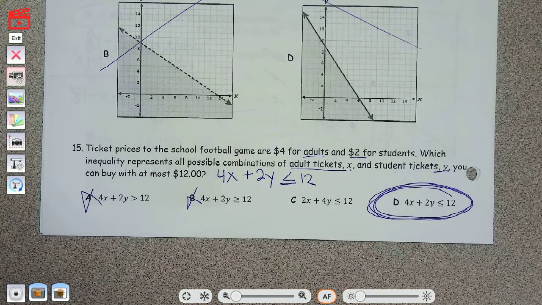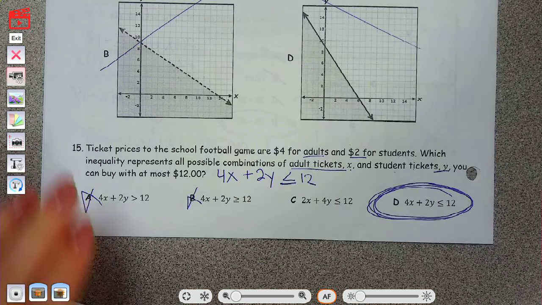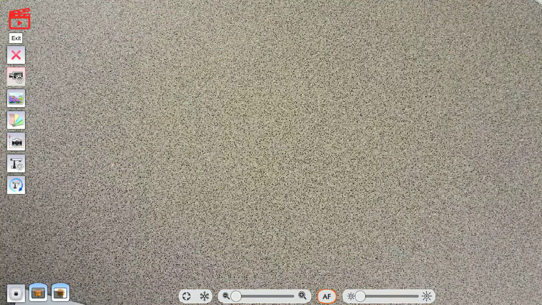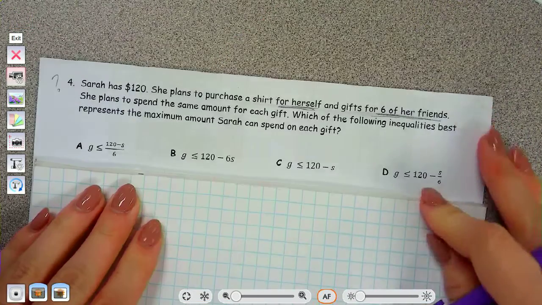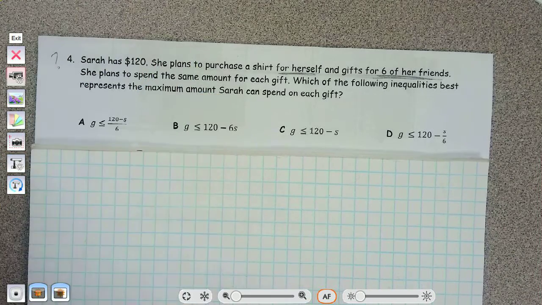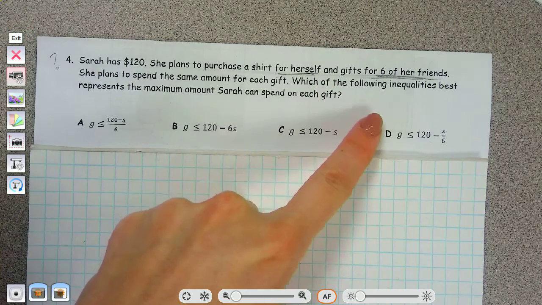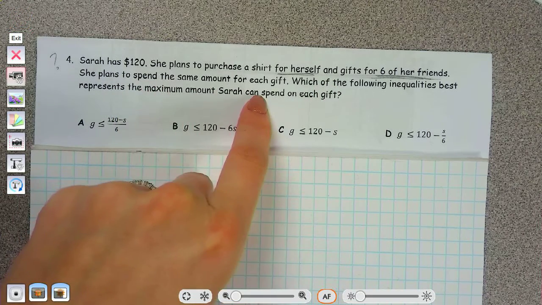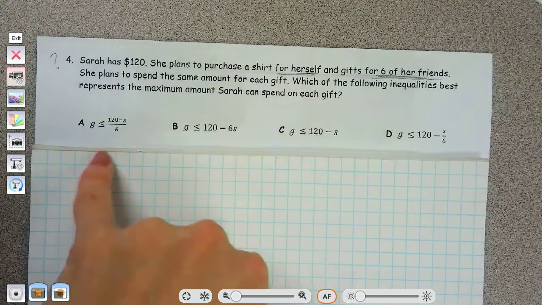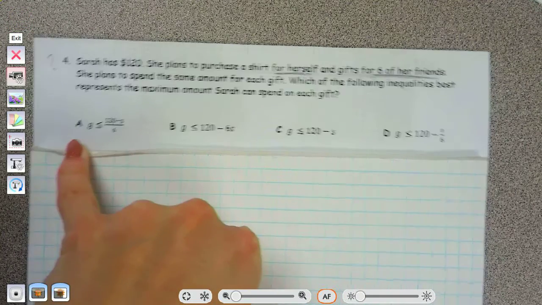Okay. The last one I want to show you is not on your paper, but I want you to see it because we didn't actually go over one like this, and I hate that. I didn't mean to not go over it, but I just need to make sure that y'all see this kind of problem. Okay, so it says, Sarah has $120. She plans to purchase a shirt for herself and gifts for 6 of her friends. She plans to spend the same amount for each gift. Which of the following inequalities best represents the maximum amount Sarah can spend on each gift?